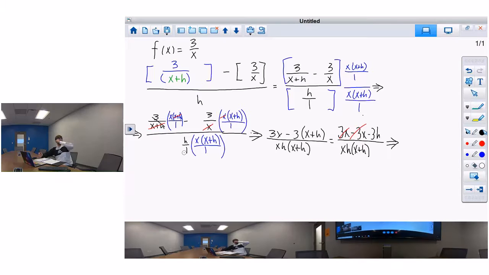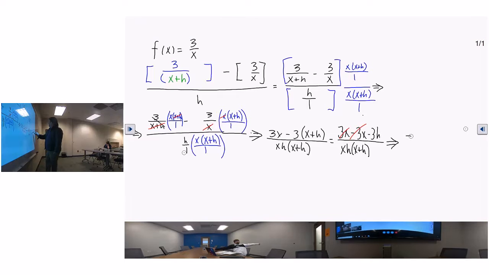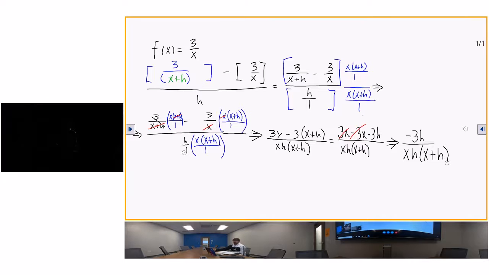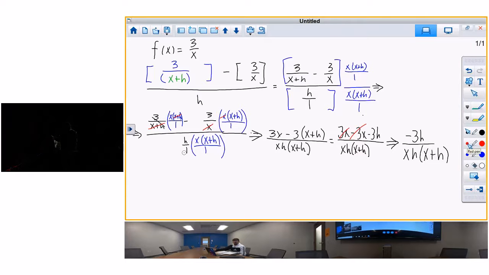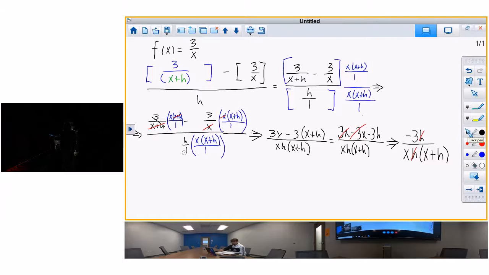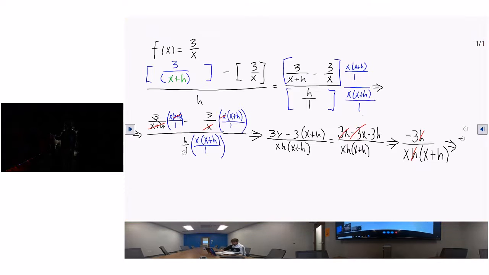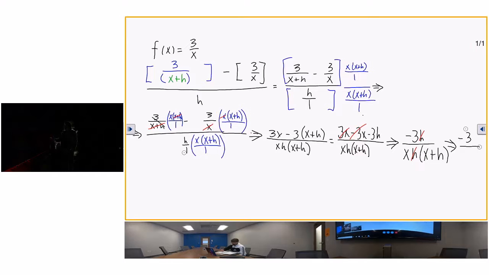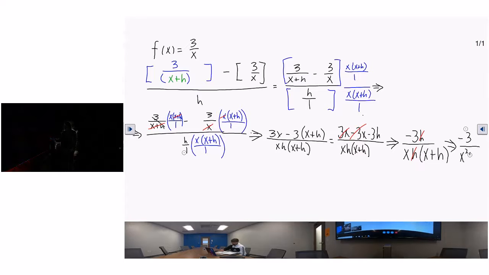So that gives me negative 3h over xh times x plus h. And what happens to our h's? They cancel, and we're left with negative 3 over x squared plus xh.